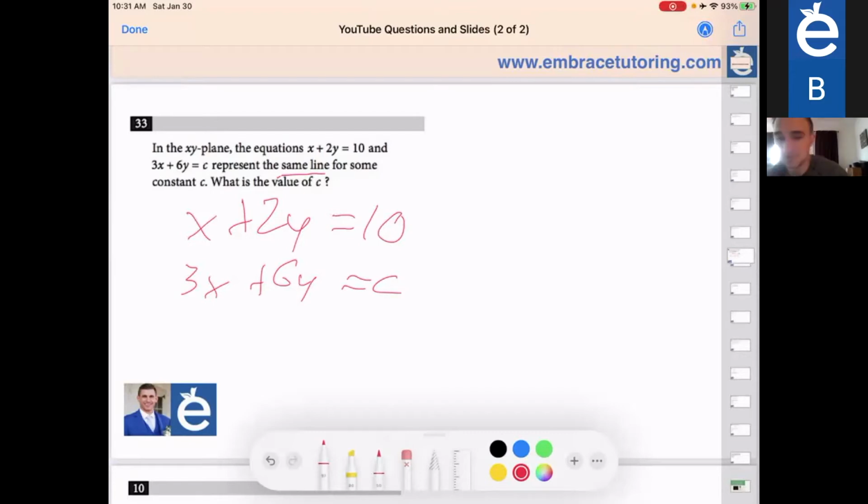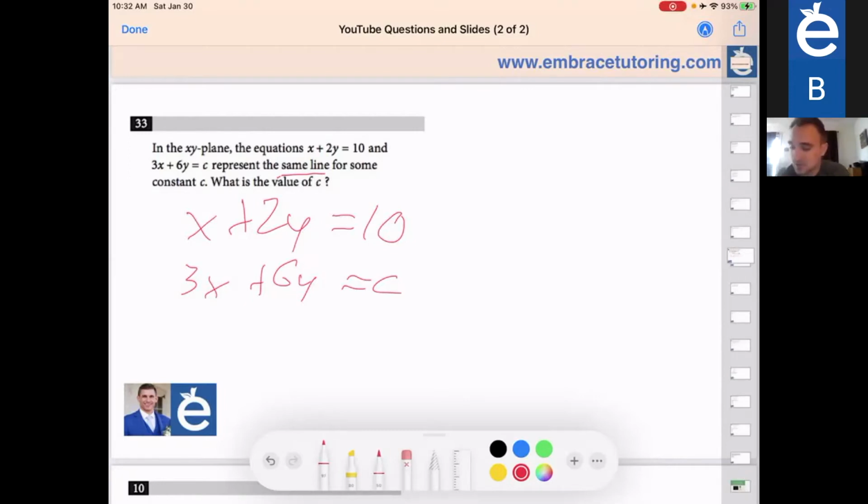So if we look between these two, there's a clear relationship. From x to 3x, we could get there by multiplying by 3. And from 2y to 6y, we could get there by multiplying by 3. So we're trying to find c, so we could take 10, what's in that same constant spot, and multiply that by 3. Similar to what we did with elimination problems, we needed to modify one equation to make it compatible with the other equation. We can do the same thing here.